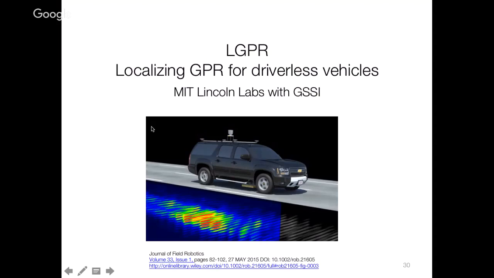This is something which I did not discover until just about a week or so before we left here. It's called localizing GPR for driverless vehicles. It's all done with MIT Lincoln Labs in conjunction with a GPR company, GeoSci.